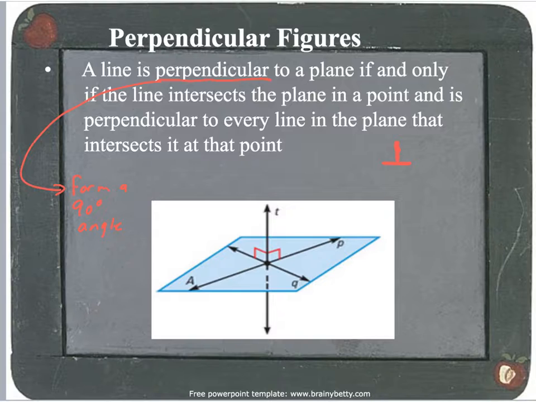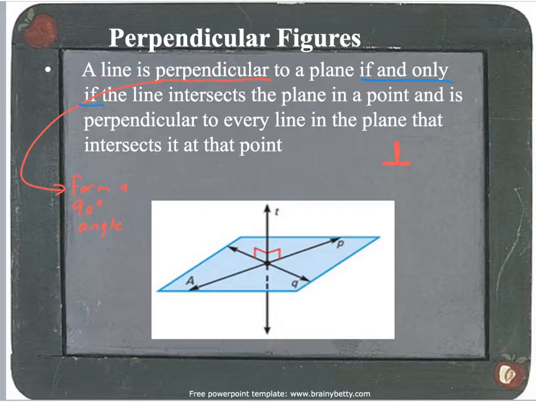A line is perpendicular to a plane if and only if, where have we seen those words before? Even if you don't know, just give me something. A biconditional statement. Now remember, when we use those words in geometry, if and only if, this means that this is true backwards and forwards. We can reverse it and it's going to be true. It says a line is perpendicular to a plane if and only if, I'm going to underline that just because that's cool that we have seen that before and we know what that means, the line intersects the plane in a point and is perpendicular to every other line in the plane that intersects it at that point.